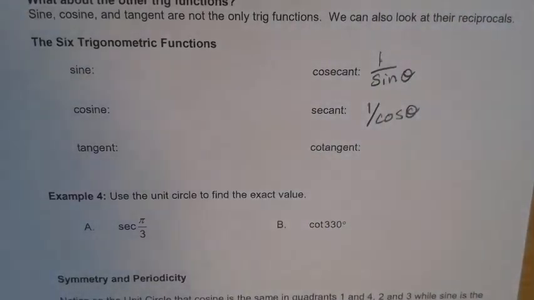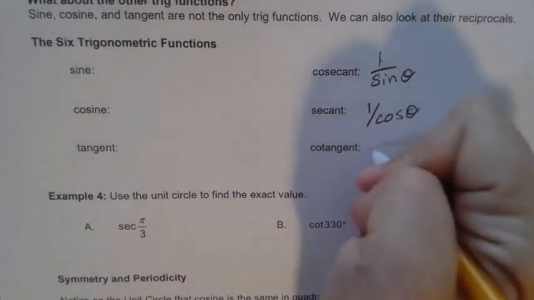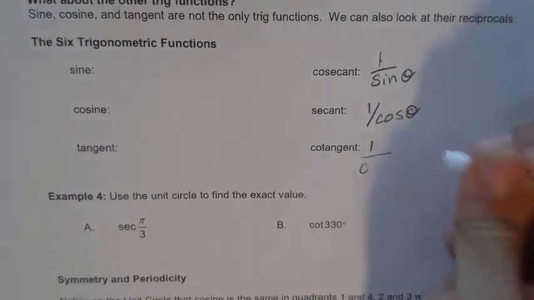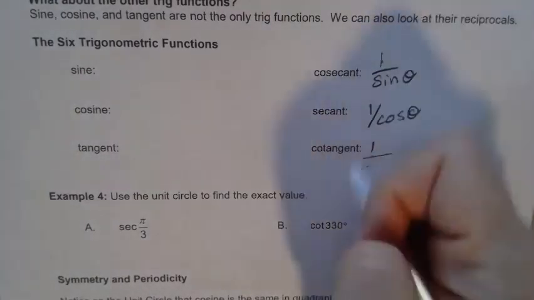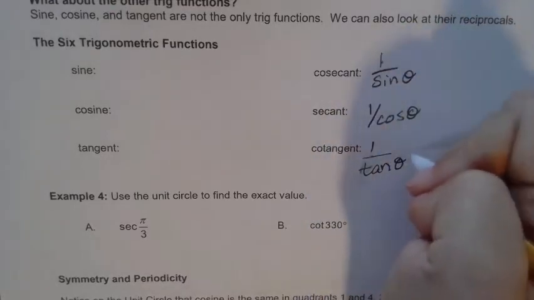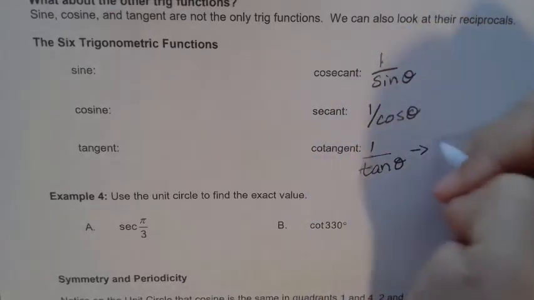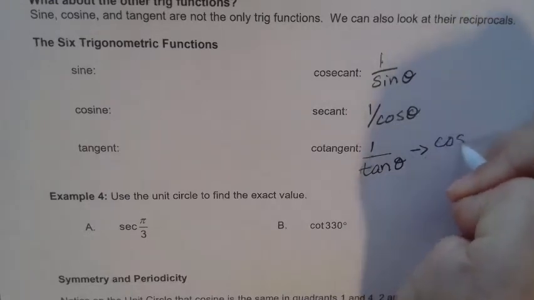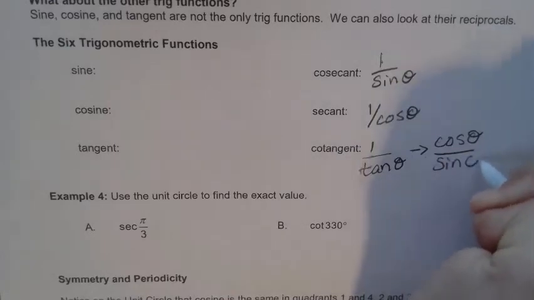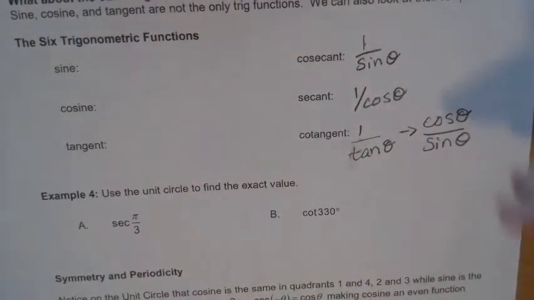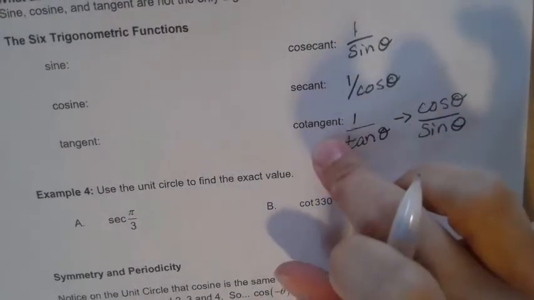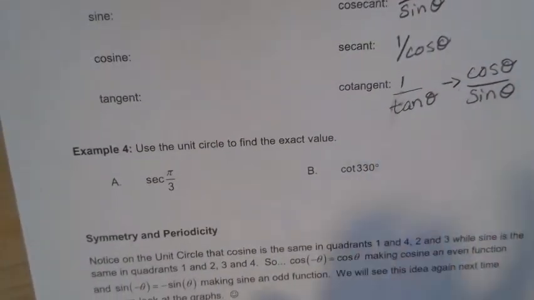And I'm going to show tangent as 2 different things. So cotangent is 1 over tangent, sorry. And we know that tangent is sine over cosine. So that means that we can reflect that, and cotangent comes out to be cosine over sine. So these 3 help us use our unit circle to help us solve for the other functions. So let's practice that now.